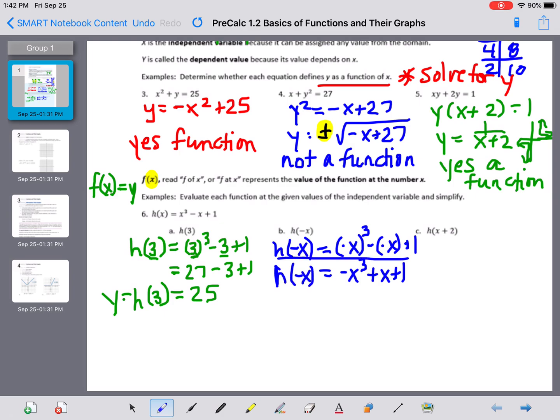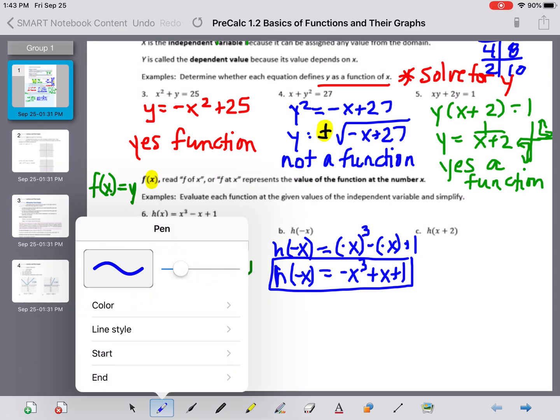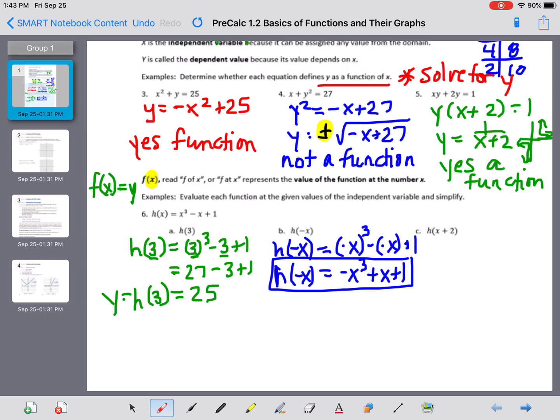And this is something we're going to use a lot when we check for even and odd functions. And that's a lesson coming up. We'll get there. But just know that it seems silly to just do it, but we actually do this quite frequently in PreCalc. Okay. H of x plus 2.